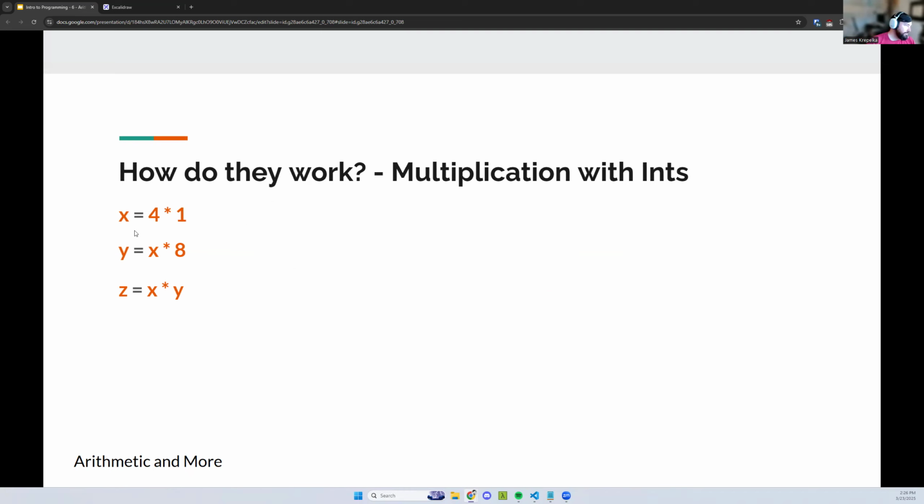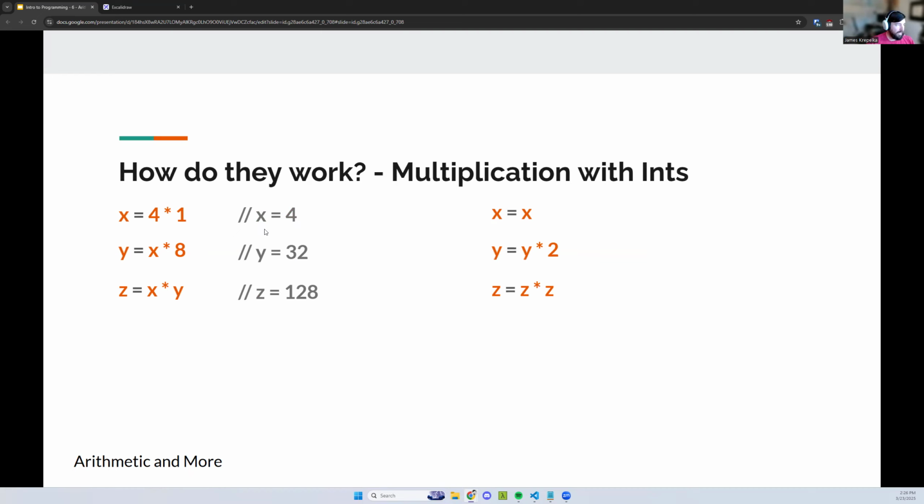Multiplication, x equals 4 times 1. That would be 4. X is 4. Well, we got 4 times 8. That would be 32. So y becomes 32. And then we've got, man, 4 times 32, which I'll give you a second, is, yep, 128. Yep, so far so good.